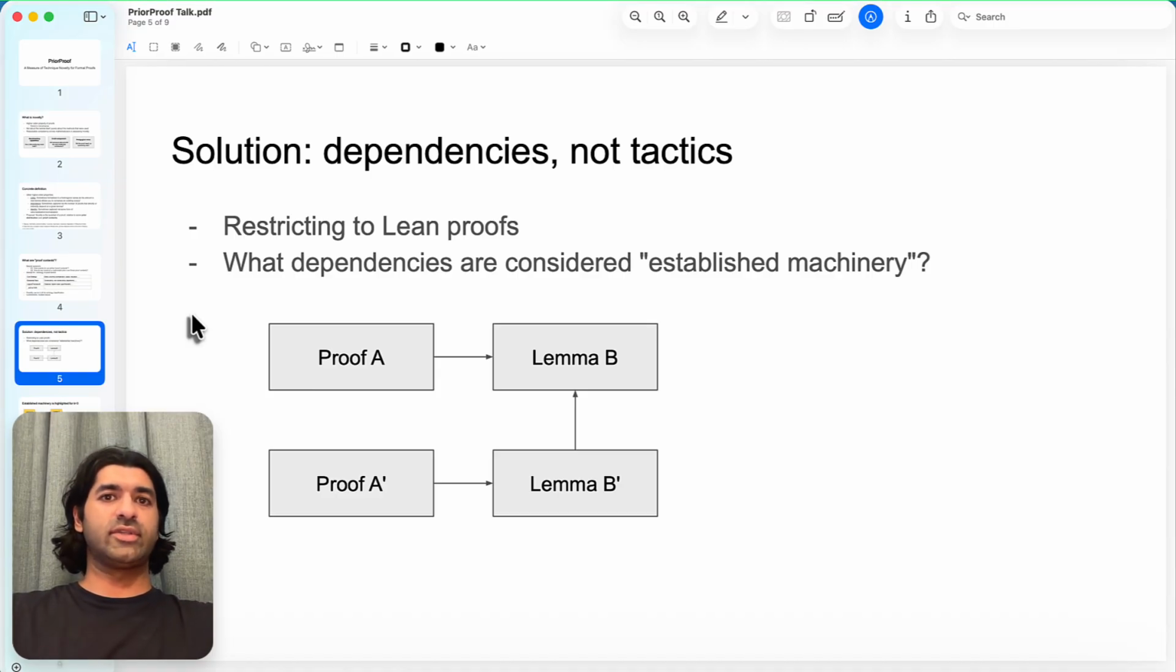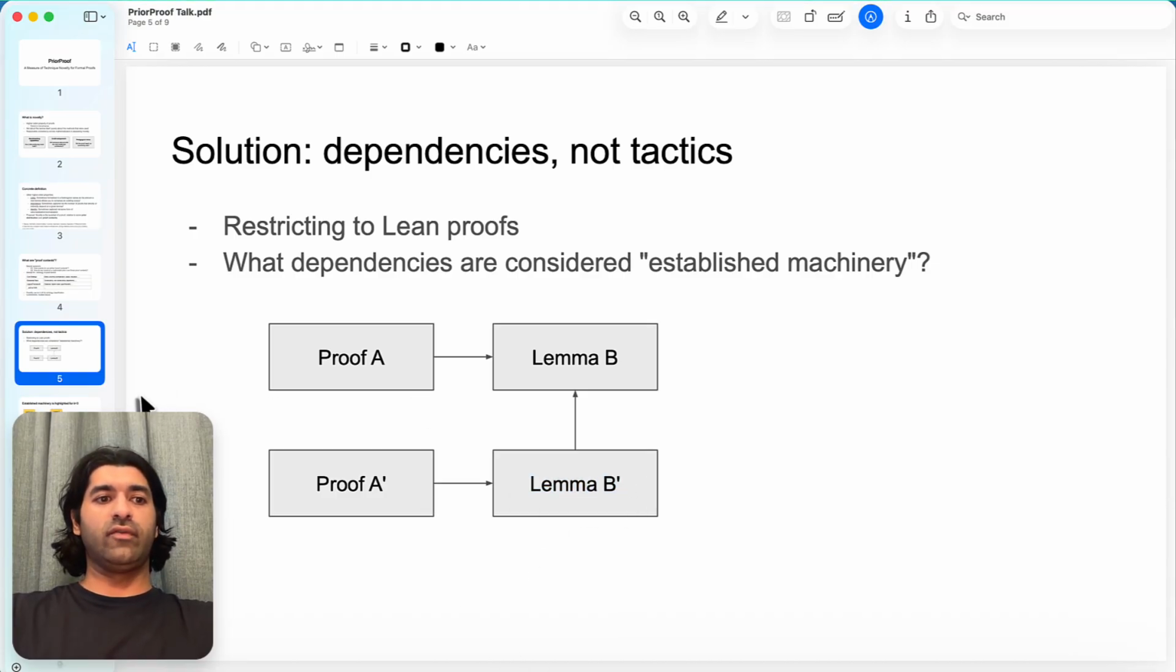Because if you just have some filler dependency, like in this case, we have proof A, which invokes lemma B, and then you have proof A prime, which is proving the same statement. It invokes lemma B prime, which is really just a thin layer on top of lemma B. So proof A and proof A prime should basically have the same novelty rating. There's no reason to believe that one of these proofs is more novel than the other, just because of this filler lemma, which might even just be syntactic sugar.